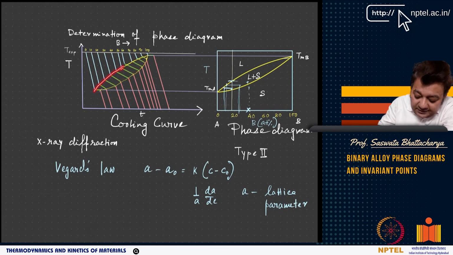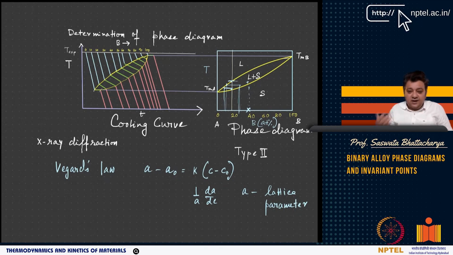But here, because of this change in slope between the purely liquid phase and the solid phase, this intermediate change in slope is basically marking the two-phase coexistence. Now, remember, for pure A or pure B, the two-phase coexistence is marked by a horizontal line, while for a solution of A and B, it is always marked by an inclined line, right? So this is how a cooling curve can be used to construct a phase diagram of type 2.